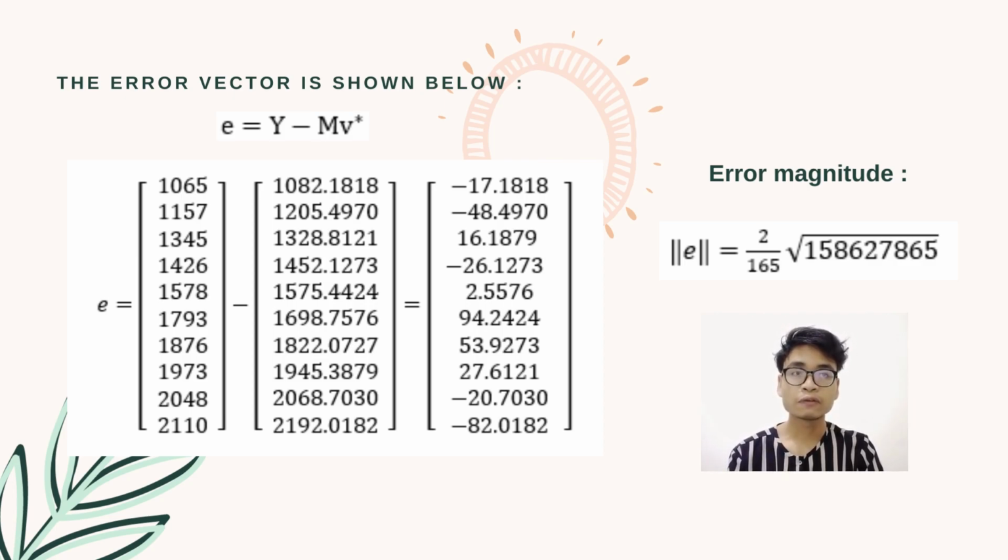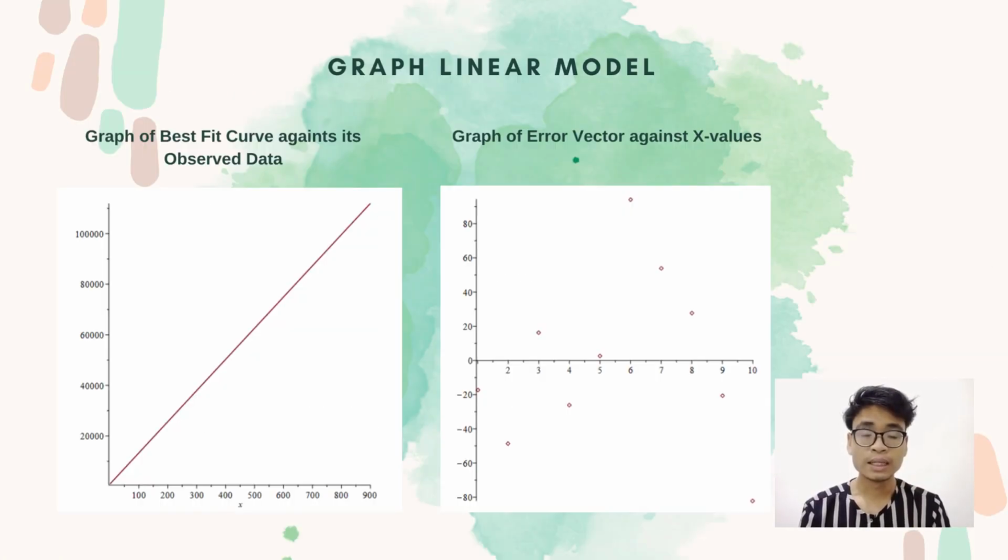Next, to find the error vector, the formula is E equals y minus M multiplied by v. The magnitude of the error vector is 2 over 165 square root 158627x65. Lastly, there are two graphs of the linear model. On the left side is the graph of the best fit curve against its observed data, and the right side is the graph of the error vector against x values.